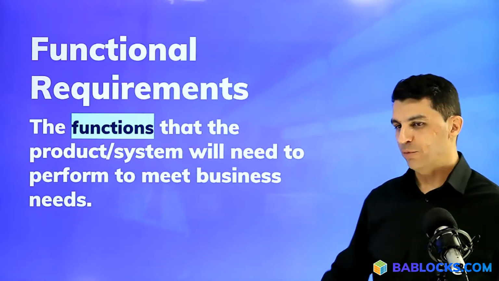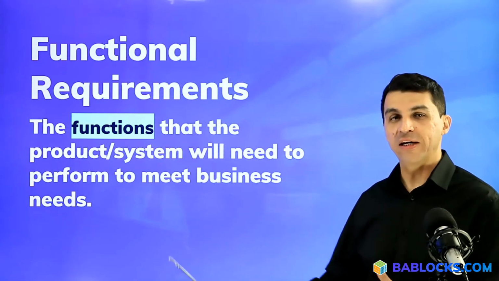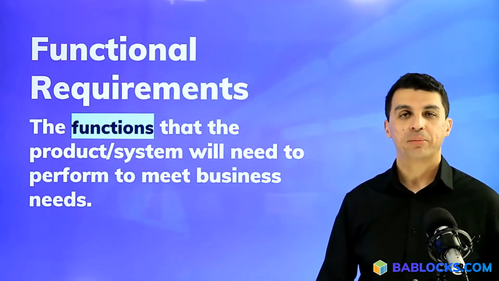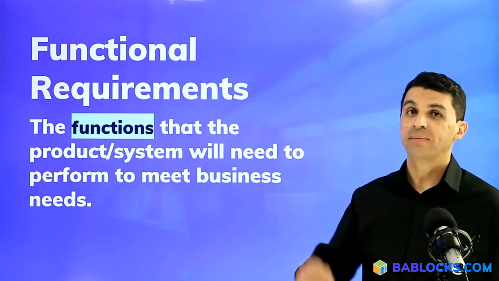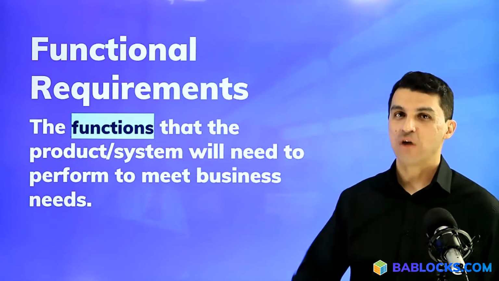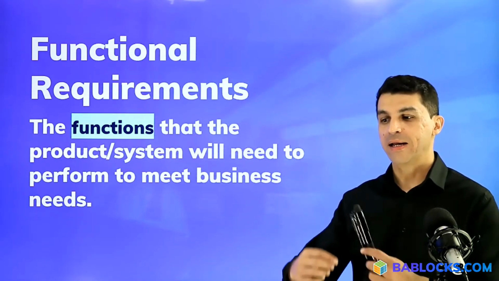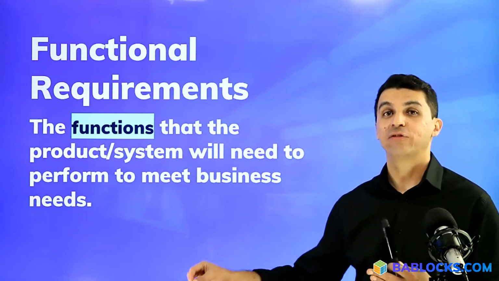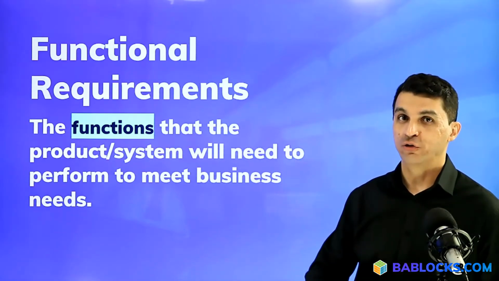So a lot of times when a user says, hey, I don't have the capability to do this today, that's a capability that I'm going to need out of the system. That capability itself is now a functional requirement because that capability is something that the system is going to have to allow your end users to be able to do.